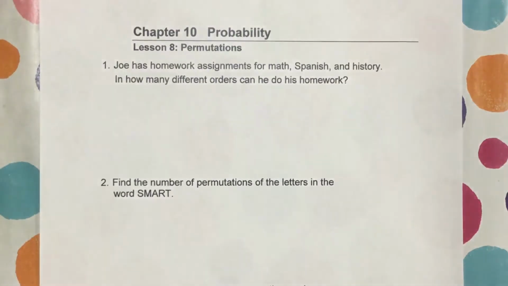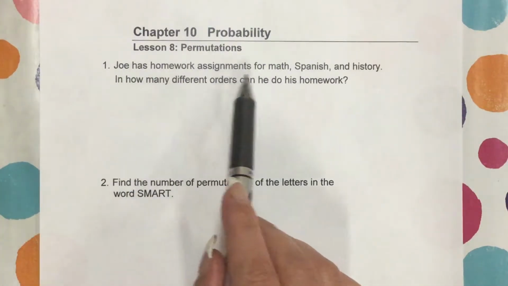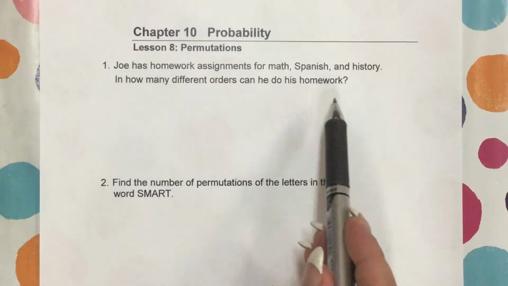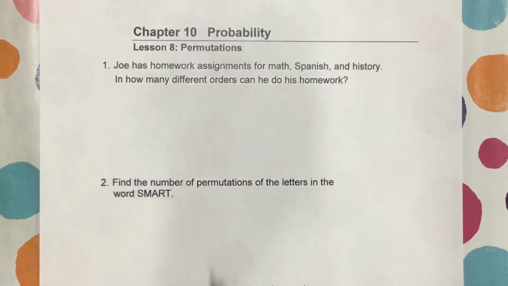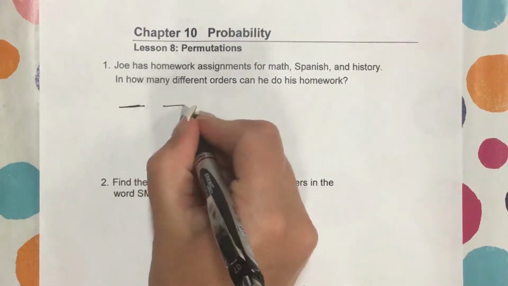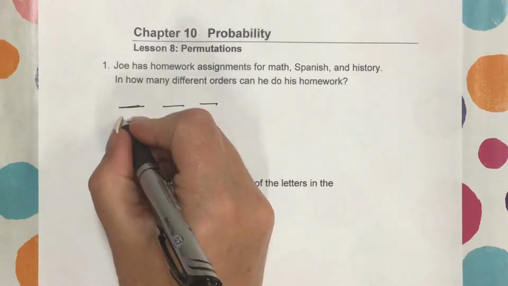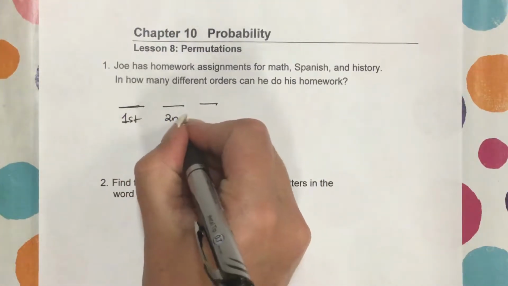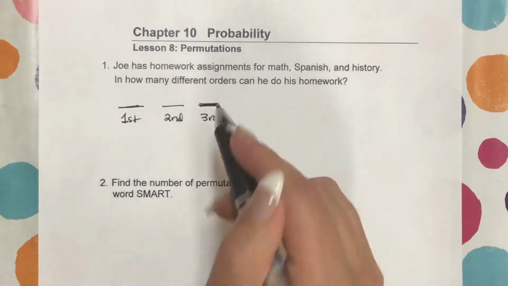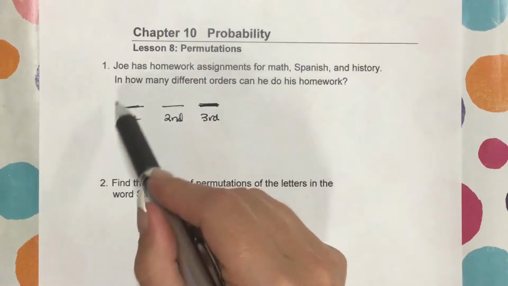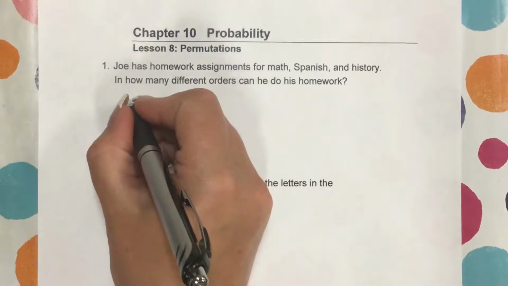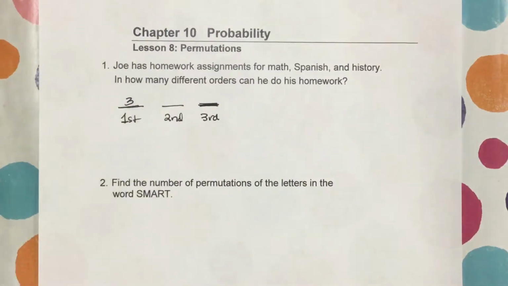All right, so the first one says, Joe has homework assignments for math, Spanish, and history. How many different orders can he do his homework? All right, cool. So there are three things. This would be what he does first, what he does second, and what he does third. All right? So for the option that he does first, as far as which homework he does, he has three options, right? So there's three things he can do.